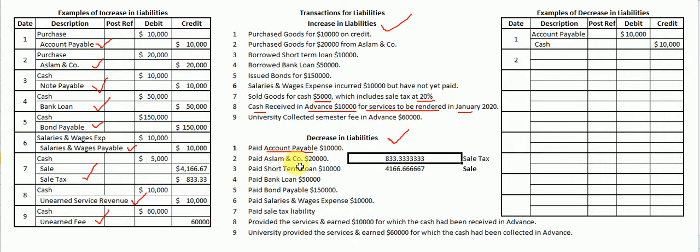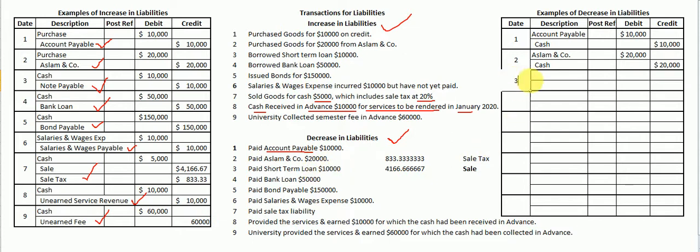Number 2, paid Aslam & Co. $20,000. It means when you pay Aslam & Co., a decrease in liability should be debited. Aslam & Co. should be debited $20,000, and you have paid cash, so cash should be credited $20,000. Okay, next we have paid a short-term loan. Here we have notes payable $10,000, and this short-term loan, notes payable $10,000, you have paid.